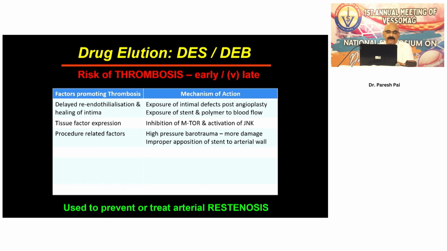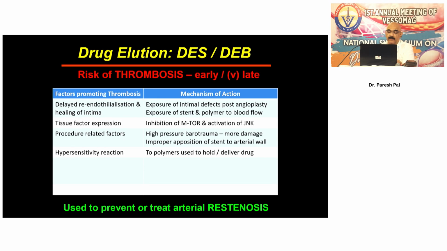Procedure related factors: high pressure barotrauma. We discussed that yesterday, that using low pressure sustained inflation is giving better results than using high pressure. Improper apposition of the stent to the arterial wall is also important. Many a times we find that we don't have the stent we want and we use whatever is available, and that itself can create more problems. So availability becomes an issue, may not be so much in big centers, but in smaller centers where there is an issue of availability, that becomes an issue.